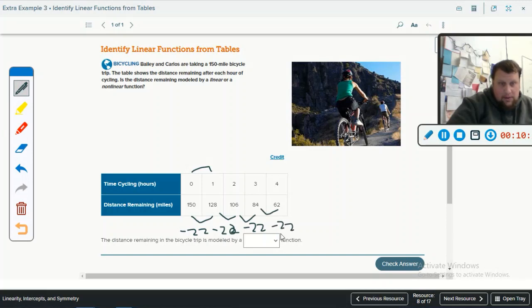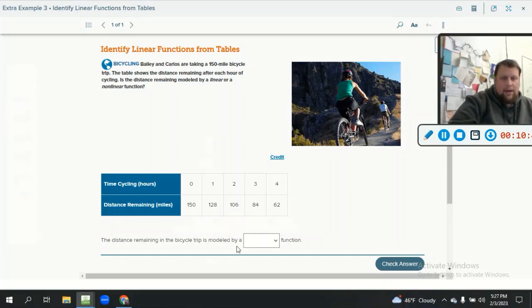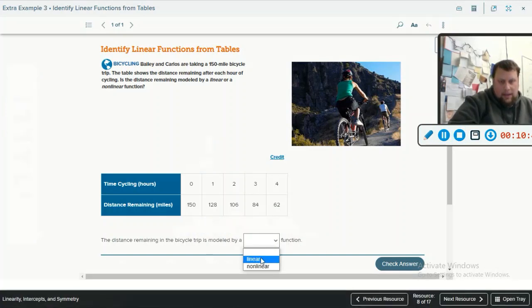That absolutely looks linear. So the distance remaining in the bicycle trip is definitely modeled by a linear function, because for every 1 it goes down, it's going down the same amount down here. Boom. It is indeed a linear function. Look at that.